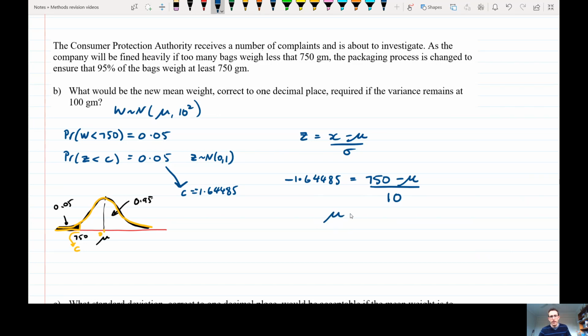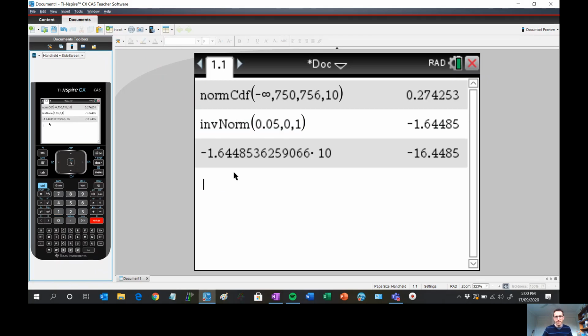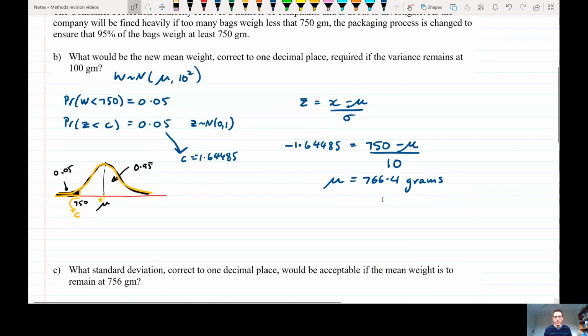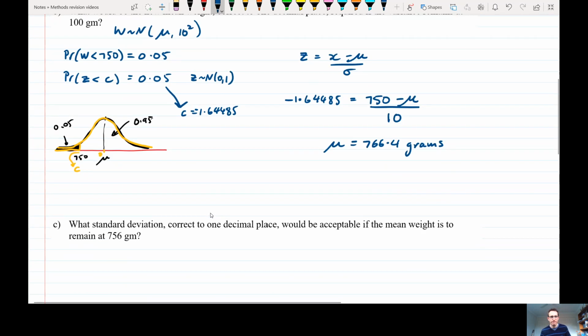Now, to solve for that, you're going to multiply by 10, and then we're going to do 750 minus that answer. And you get 766.4 grams, because it asks you to one decimal place. So that will be the new mean, is what we're asked for, to make sure that there's a 0.95 chance, 95% chance of weighing at least 750, I should say.